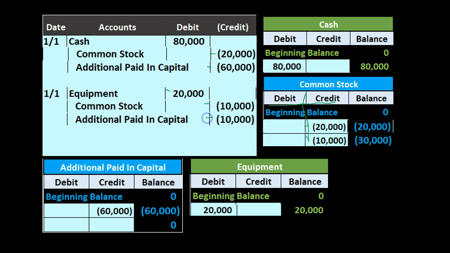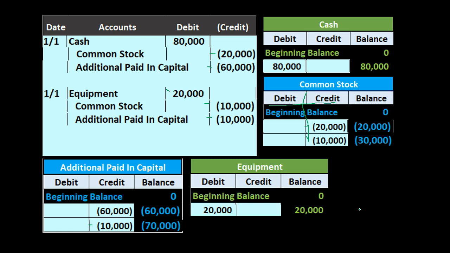Then we have the additional paid in capital. Here's the additional paid in capital. So this is a credit. We're going to credit it. It was at 60,000. We're going to increase it by 10,000 to 70,000 in the credit direction. So these are the accounts that are affected.